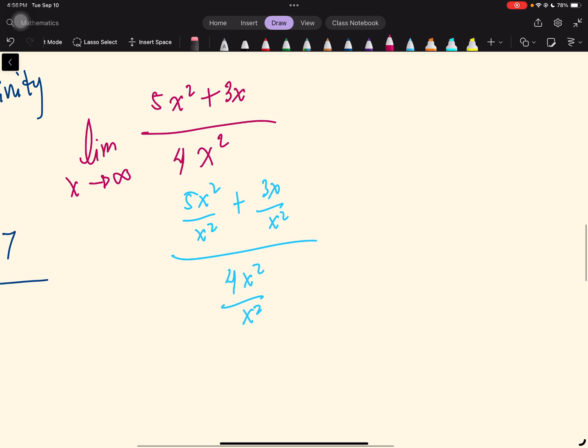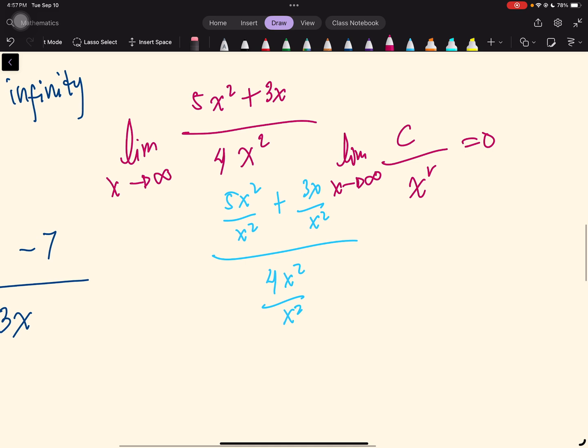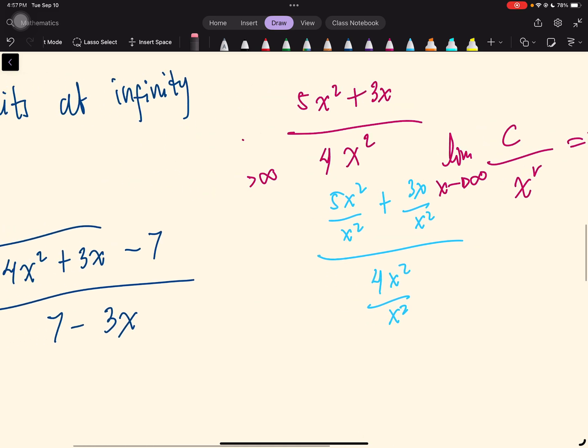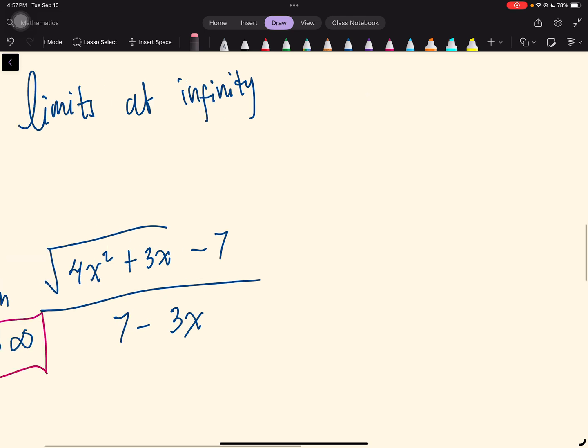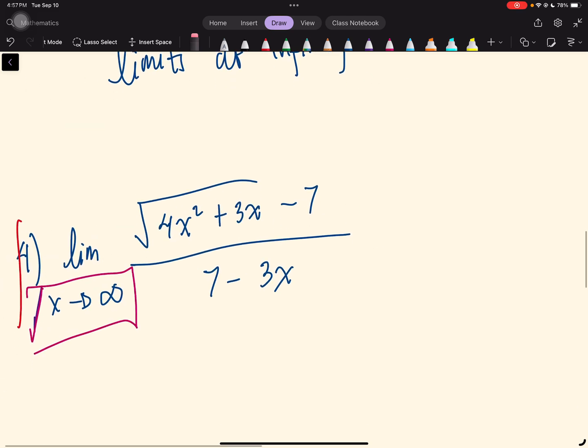And yung magiging form na c over x raised to r equals to 0 yan. Okay? The limit as x approaches infinity of that is equals to 0, no? But now, I want to teach you a faster way to solve such problem. Okay? And we do so by just observing the highest degree. So ito yung shortcut ko. Shortcut lang to. Nasa sa inyo kung susundin niyo siya. Pero shortcut lang.